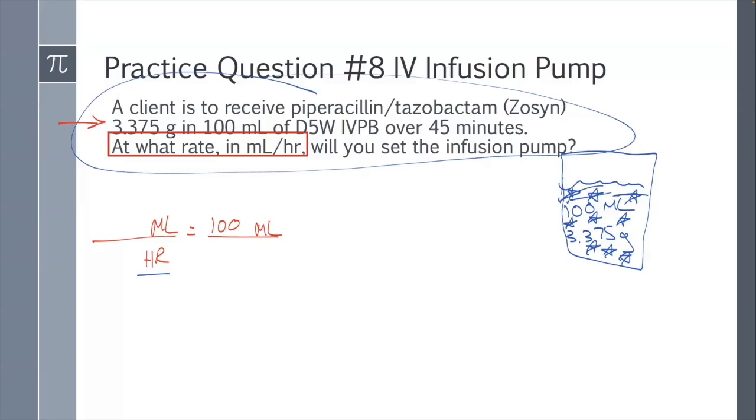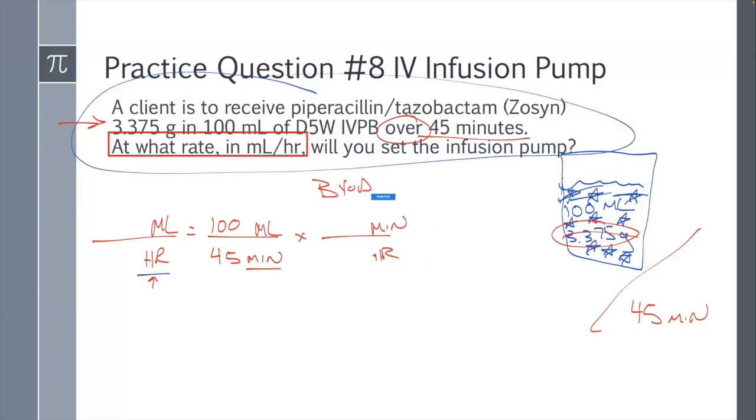Instead, what we're going to use is this, there's my word, over again, right? So it's literally going to take that same bag, this entire bag right here, the whole thing is going to be infused over 45 minutes. So again, this 3.375 is in the bag already. I don't need to worry about it. Everywhere that 100 milliliters goes, those grams go with it. This whole bag is going to be infused over 45 minutes. So that's why I have 100 milliliters over 45 minutes. Now remember, I need hours on the bottom here, not minutes. So it's the minutes that I have to get rid of.